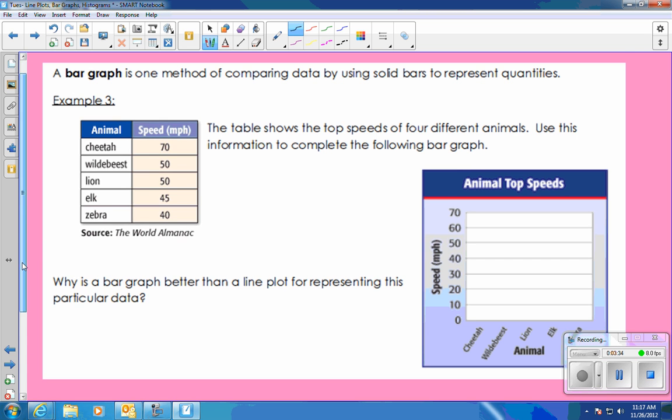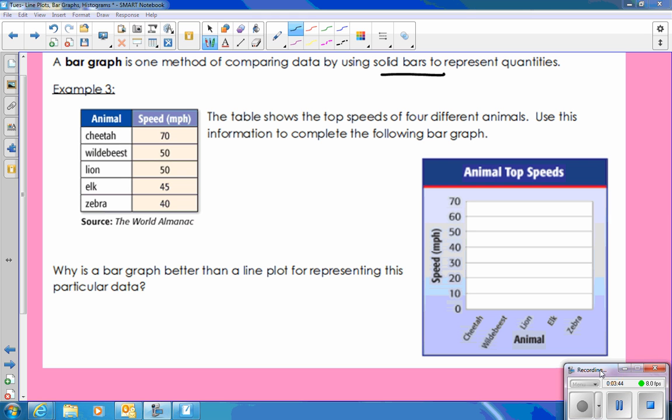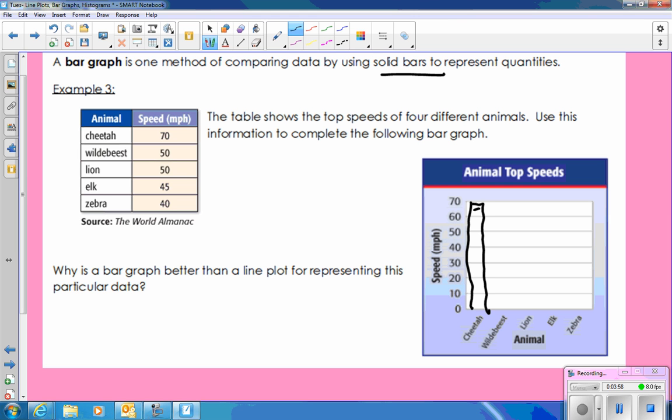A bar graph is another way of representing data, and it's used with solid bars to represent our quantities. So this table shows our top speeds of 4 different animals. We're going to use this information to complete the bar graph. So a cheetah is at 70, so I'm going to make a bar. And it's easier to do this on your paper. It's kind of hard to draw it neatly where I'm doing it from. And so I usually write the number on top just in case my handwriting's not so great. It's probably a good idea for you guys as well.